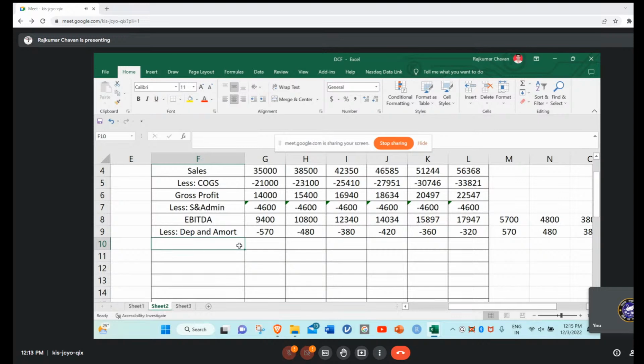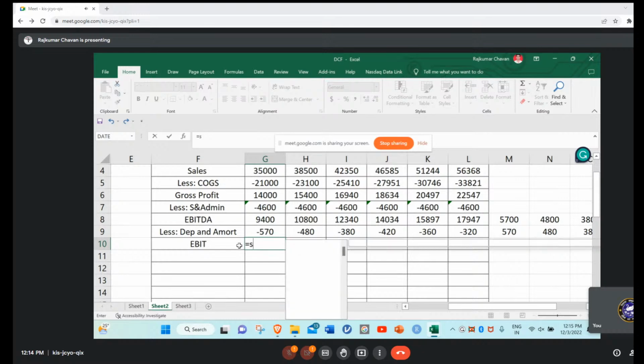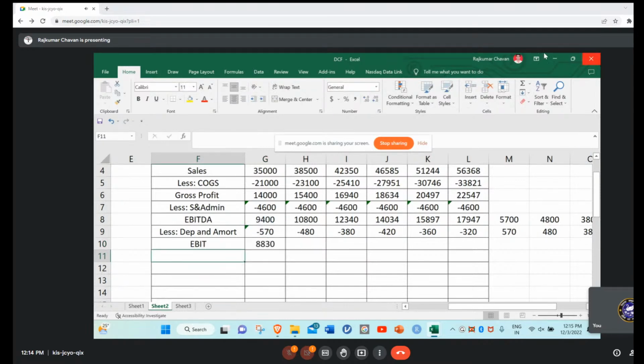Now tell me, EBITDA minus depreciation, what do you get? EBIT value. So EBIT. Now tell me, EBIT, how to calculate? Is equal to sum. Because why? See, you know where we are using sum? Whenever a minus sign is already inserted, we should use sum. Sum will give you the net answer. So now is equal to sum, open the bracket, select these two values, close the bracket, enter. Did you get 8,830? That is the answer.